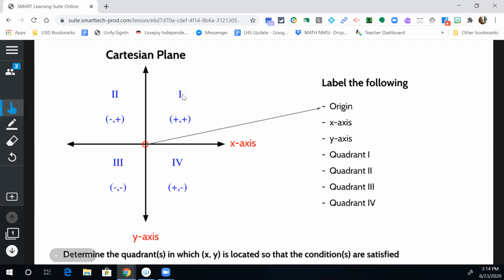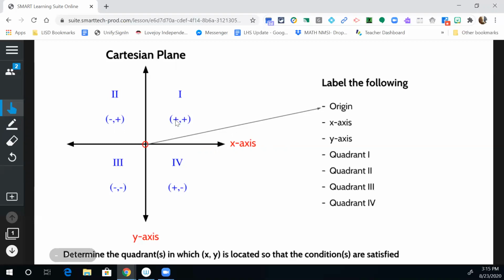This is quadrant 1. X is positive and y is positive in this quadrant. This is quadrant 2. X is negative because it's the left side of the y-axis, so x is negative and y is positive in this quadrant. This is quadrant 3, where both x and y are negative. This is quadrant 4, where x is positive because you would go to the right, but then you would have to go down, so y is negative.